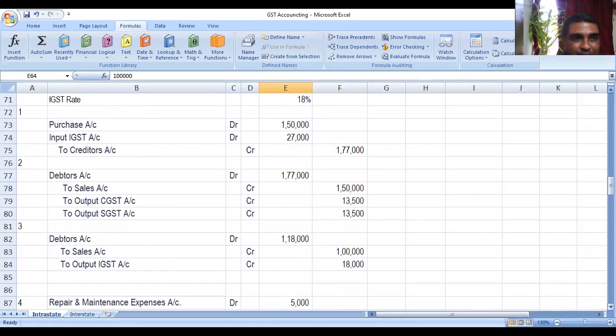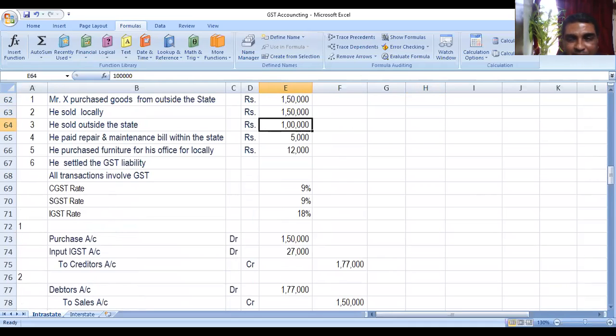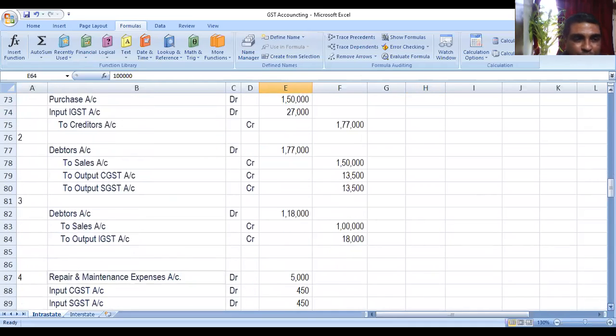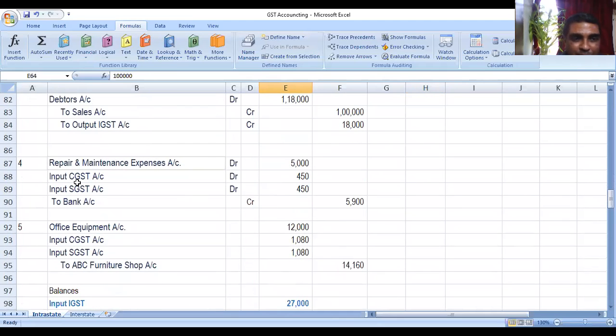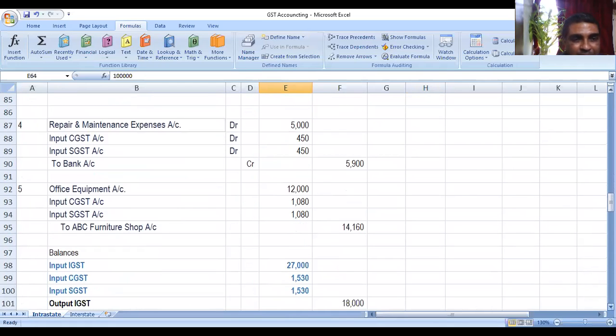The fourth entry is repair and maintenance. I think this is local, within the state, 5,000 rupees. So this much money has to be paid. So I am writing repair and maintenance expenditure account debit. When money is paid, input credit will be there. So input CGST account 450, input SGST account 450, total bank account 4,900. Next situation is that office equipment is purchased, again locally. So office equipment account debit, input CGST 1,080, input SGST 1,080. So total money payable to the furniture shop for office equipment is 14,160. Okay. I think these are the simple entries we have completed.